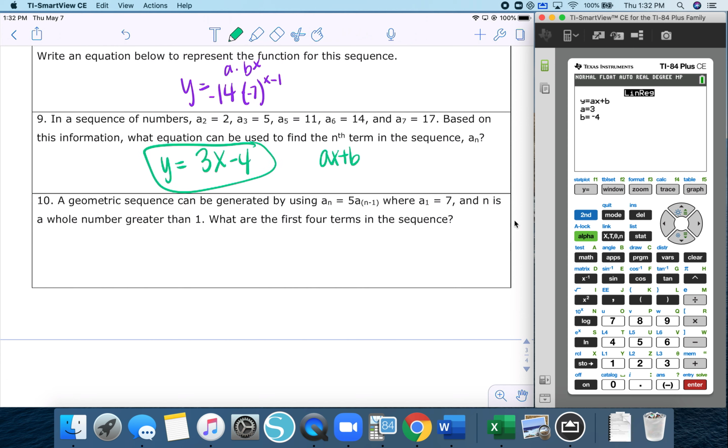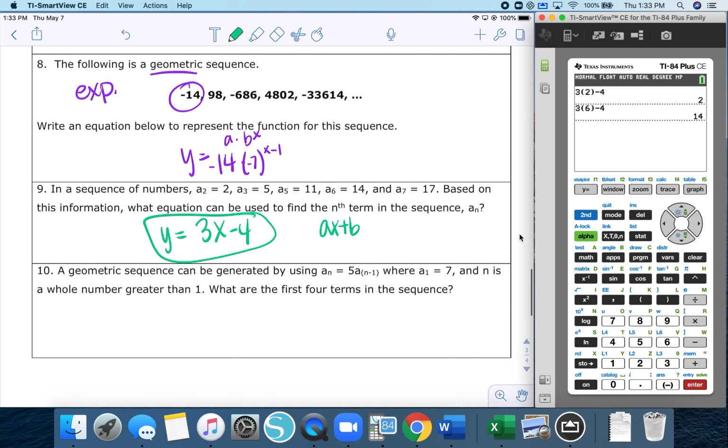And remember, with all of these, you can always check that little number is what goes in for x. So if I do 3 times 2 minus 4, do I get that big number? Pick another one. 3 times 6 minus 4 should give me 14. So don't be afraid to work backwards. If you have a multiple choice with a ton of equations listed below, plug them in and see if you get these. You could do that for number 8 as well.